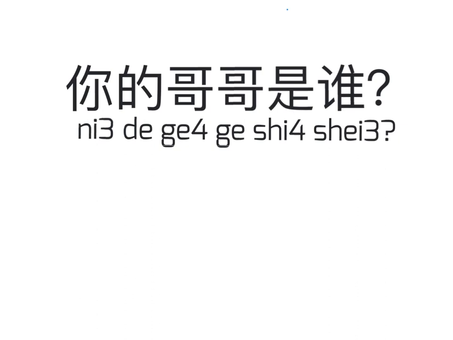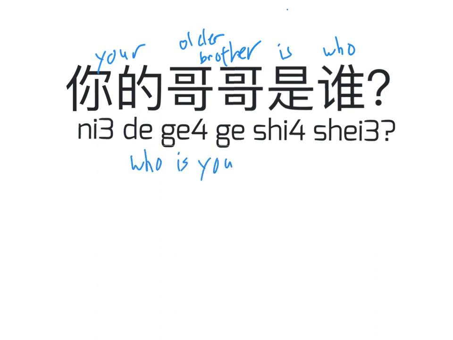Let's check. Again, 你的 is your, we already know that. Now, 哥哥 is older brother. I'm sure we already studied it before, so you could just check your notes. Older brother is 哥哥. 谁 is who. So your older brother is who? Translating the proper question: who is your older brother?